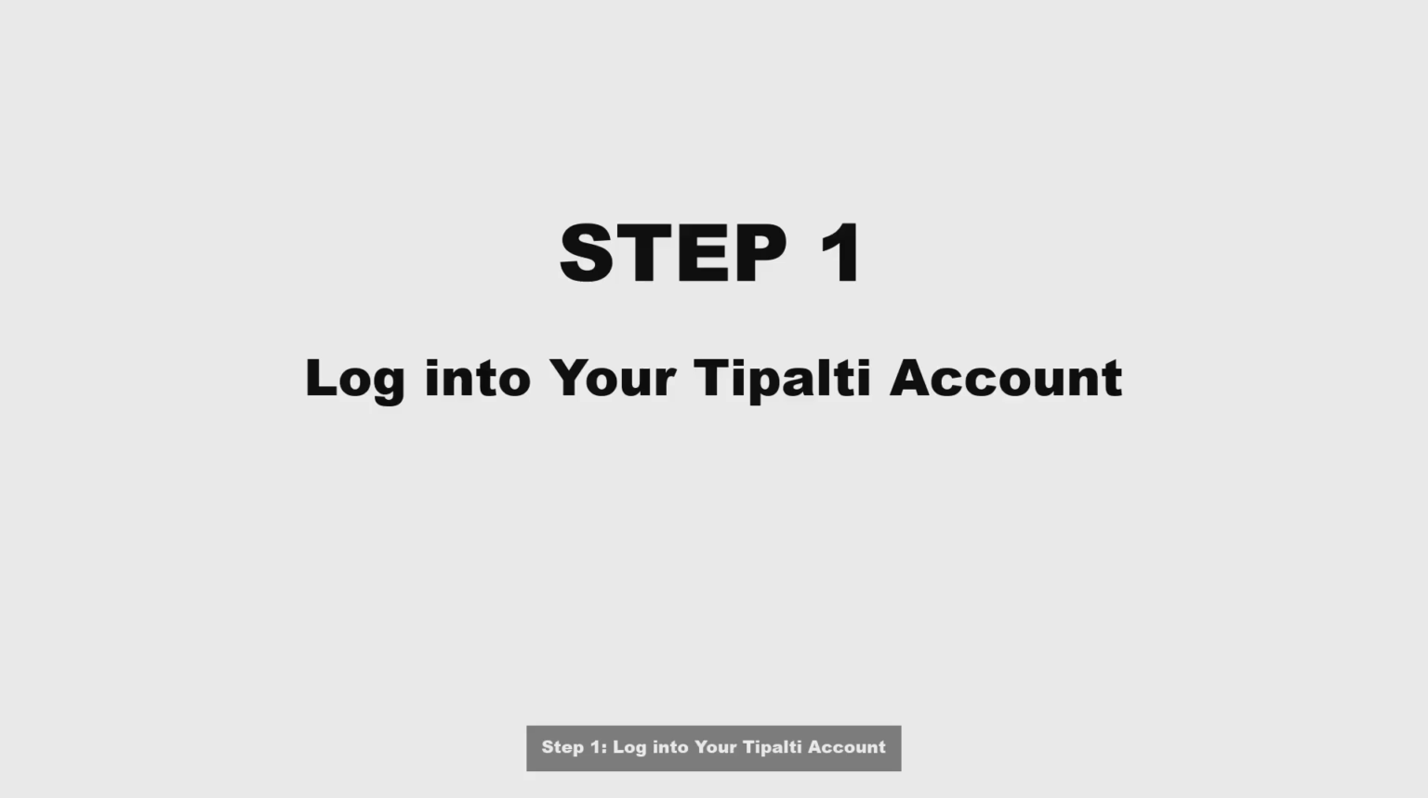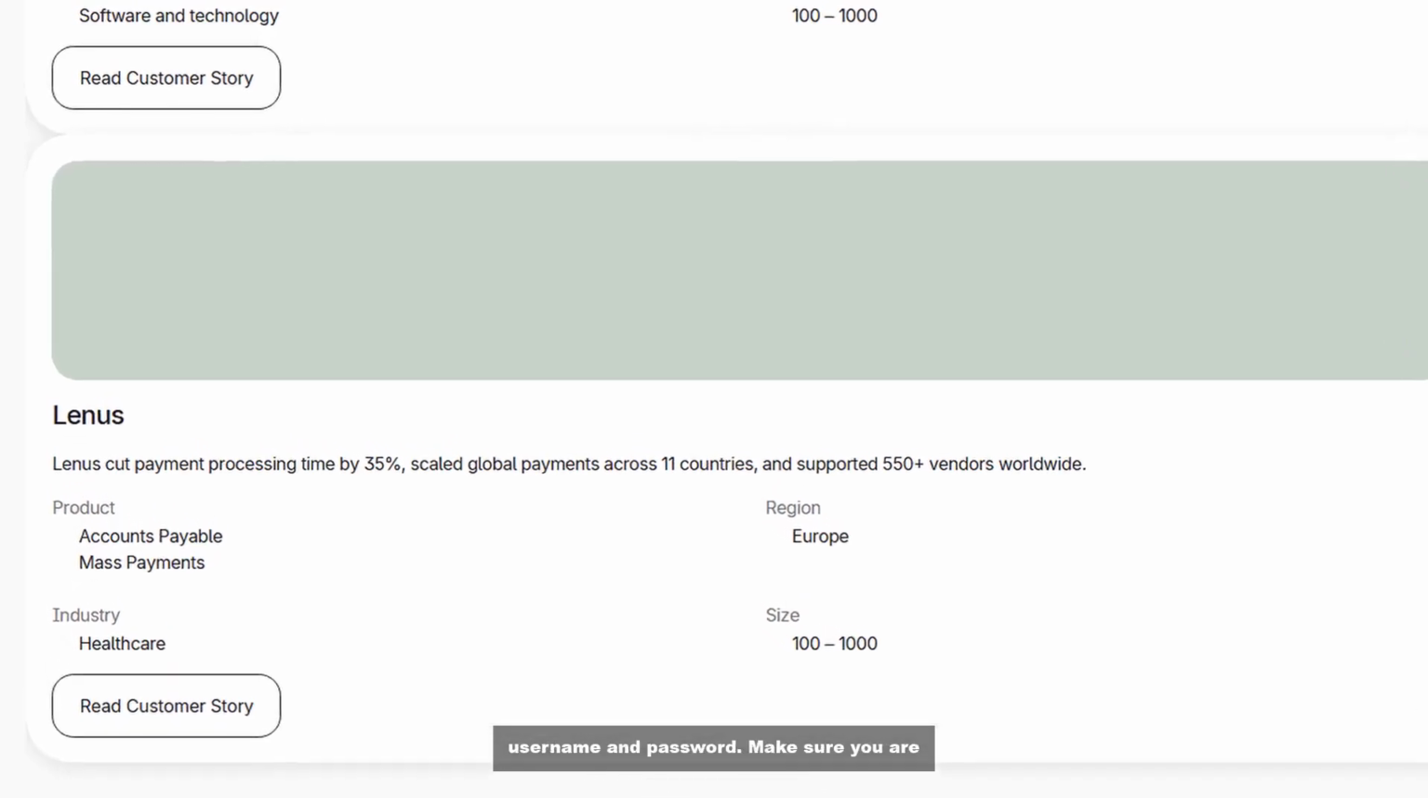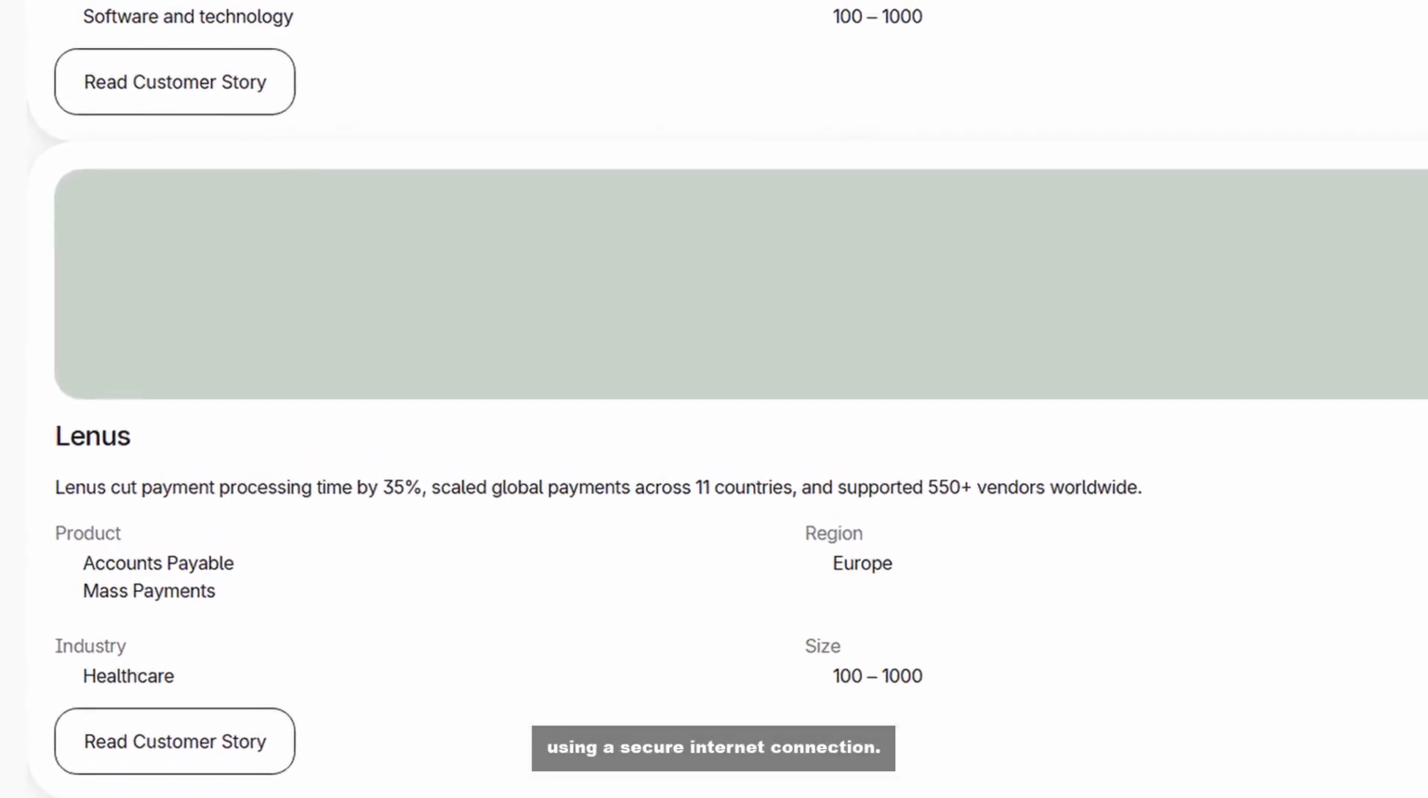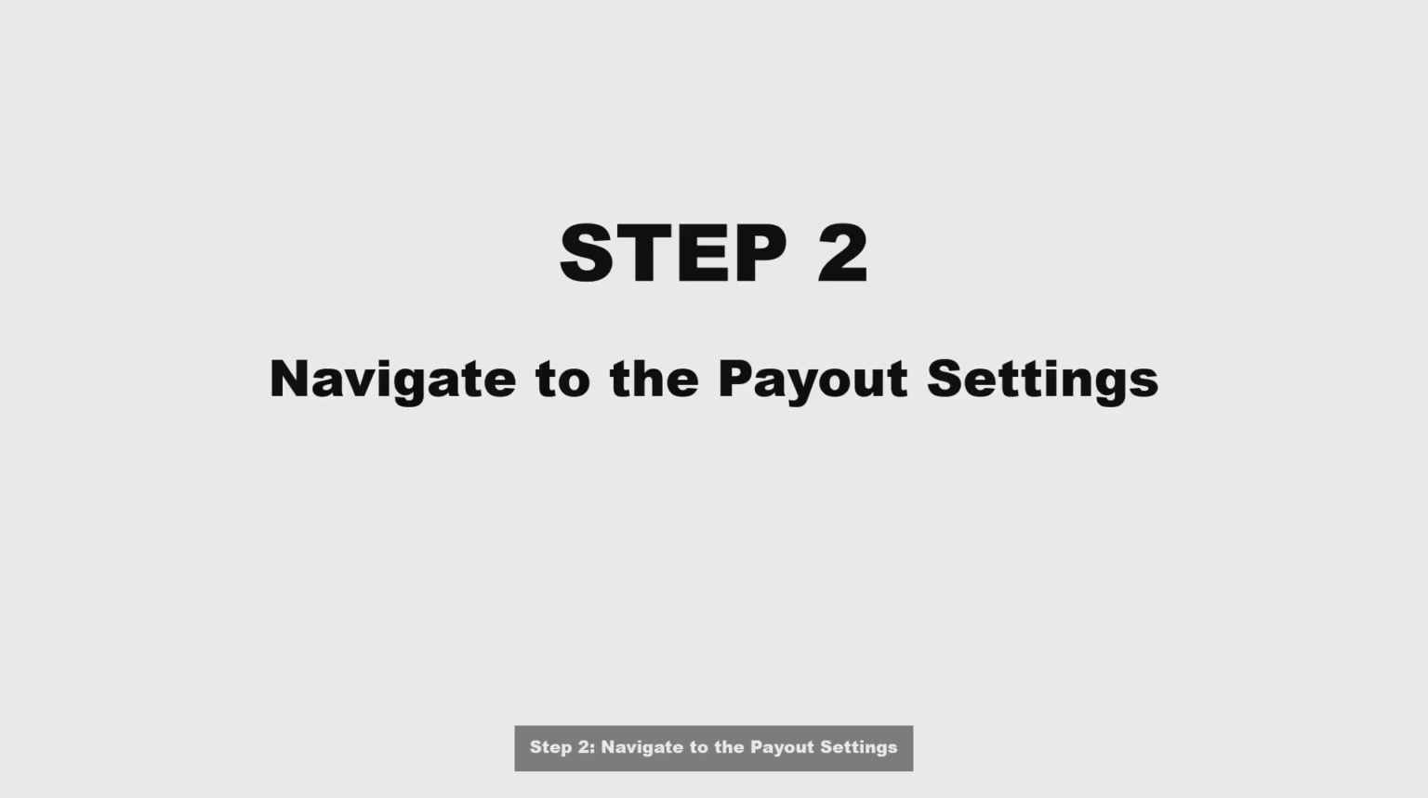Step 1. Log into your Tipalti account. Access the Tipalti platform by entering your username and password. Make sure you are using a secure internet connection. Step 2. Navigate to the Payout settings.